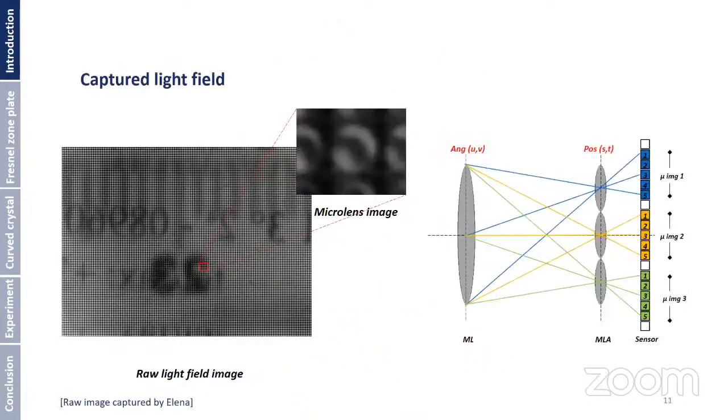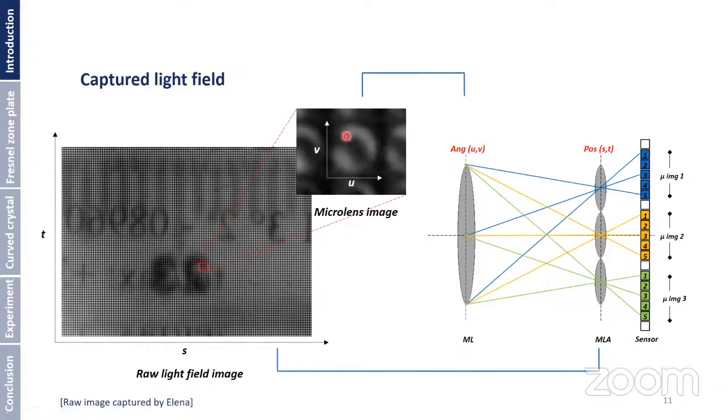Here we are showing a raw light field image captured by a homemade plenoptic camera. As you can see, the light field image is actually an array of micro-lens images. And each pixel of a micro-lens image can be regarded as a ray captured. Its angular coordinates are given by the pixel index inside this micro-lens image. And its spatial coordinates are given by the location of this micro-lens image in the whole light field image.